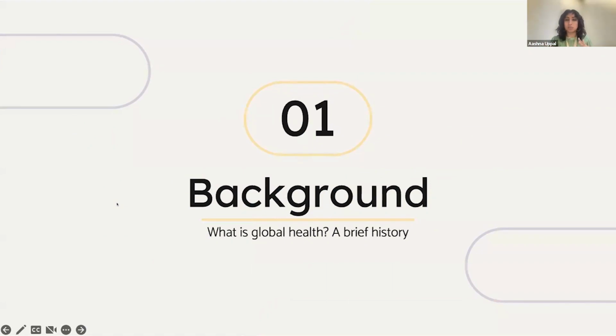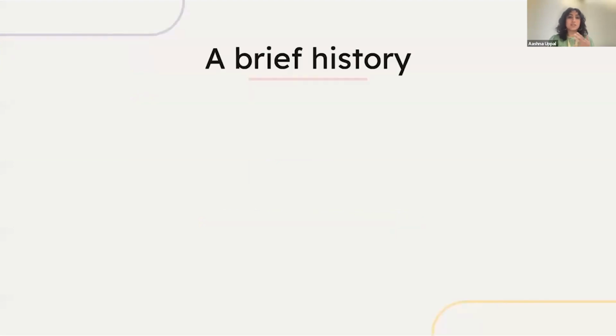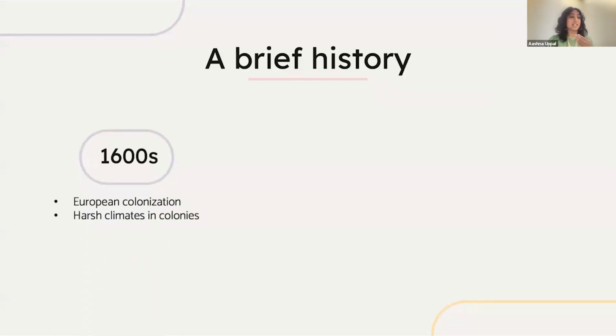So to start us off and put any ethical notions into context, we'll first get a brief look at the history of global health. Global health is rooted in colonialism. In the 1600s and 1700s, Europeans were traveling to warmer countries that had harsher climates and new diseases. This gave rise to the field of tropical medicine, where the focus was protecting the health of the colonizers in these new climates.